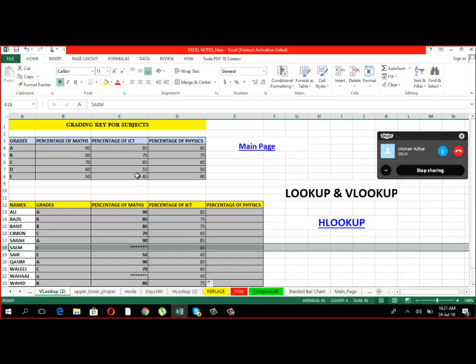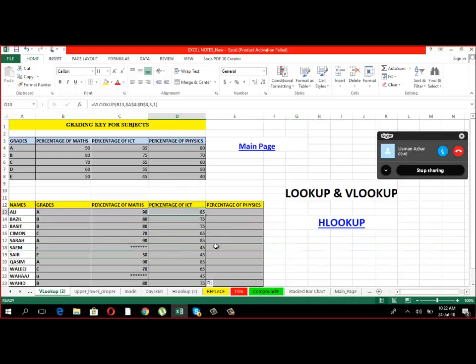Okay? I had to tell you this. But let me tell you something. Till now, they have not discussed approximate match in your exams. They've always discussed exact match. But I have to tell you everything because you don't know what might come this time. Okay? So this is your VLOOKUP.